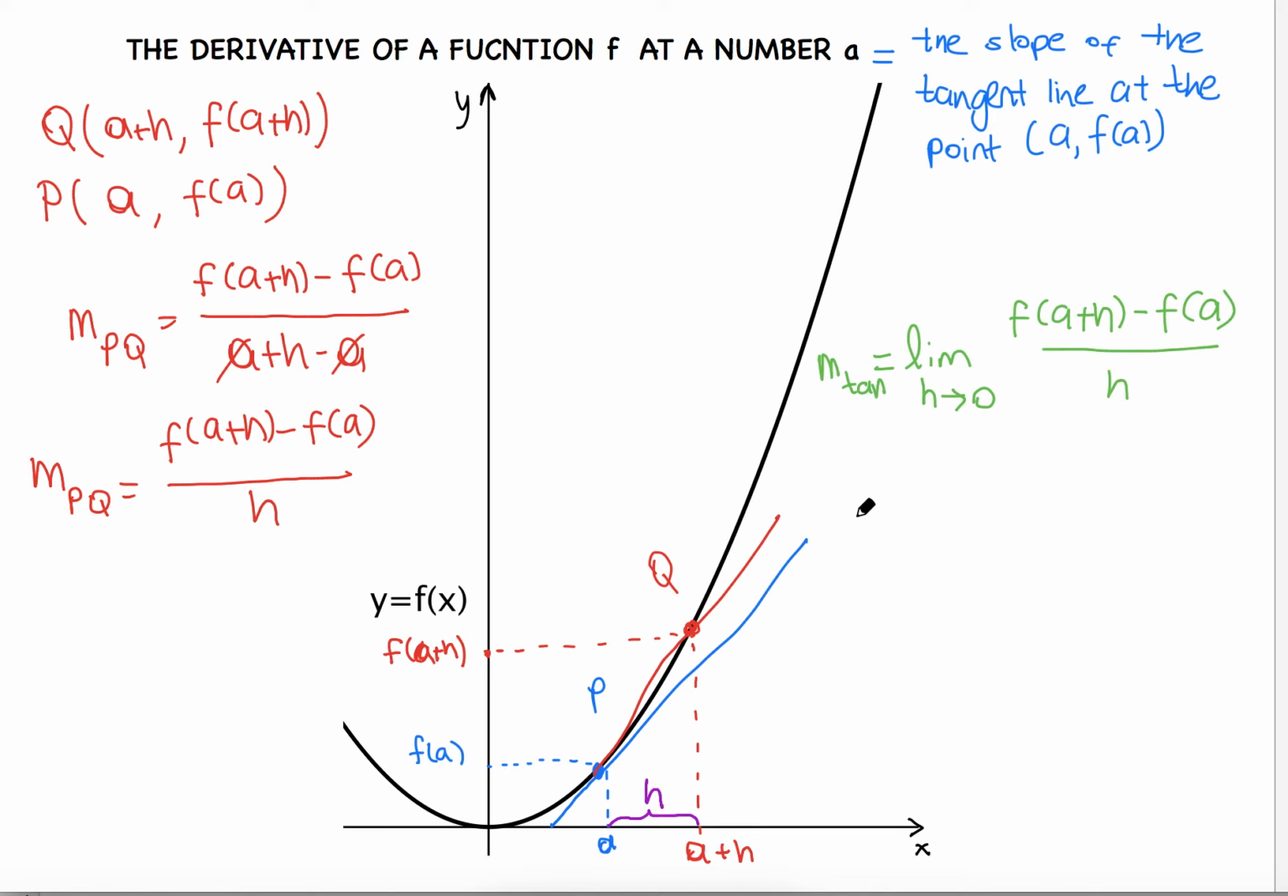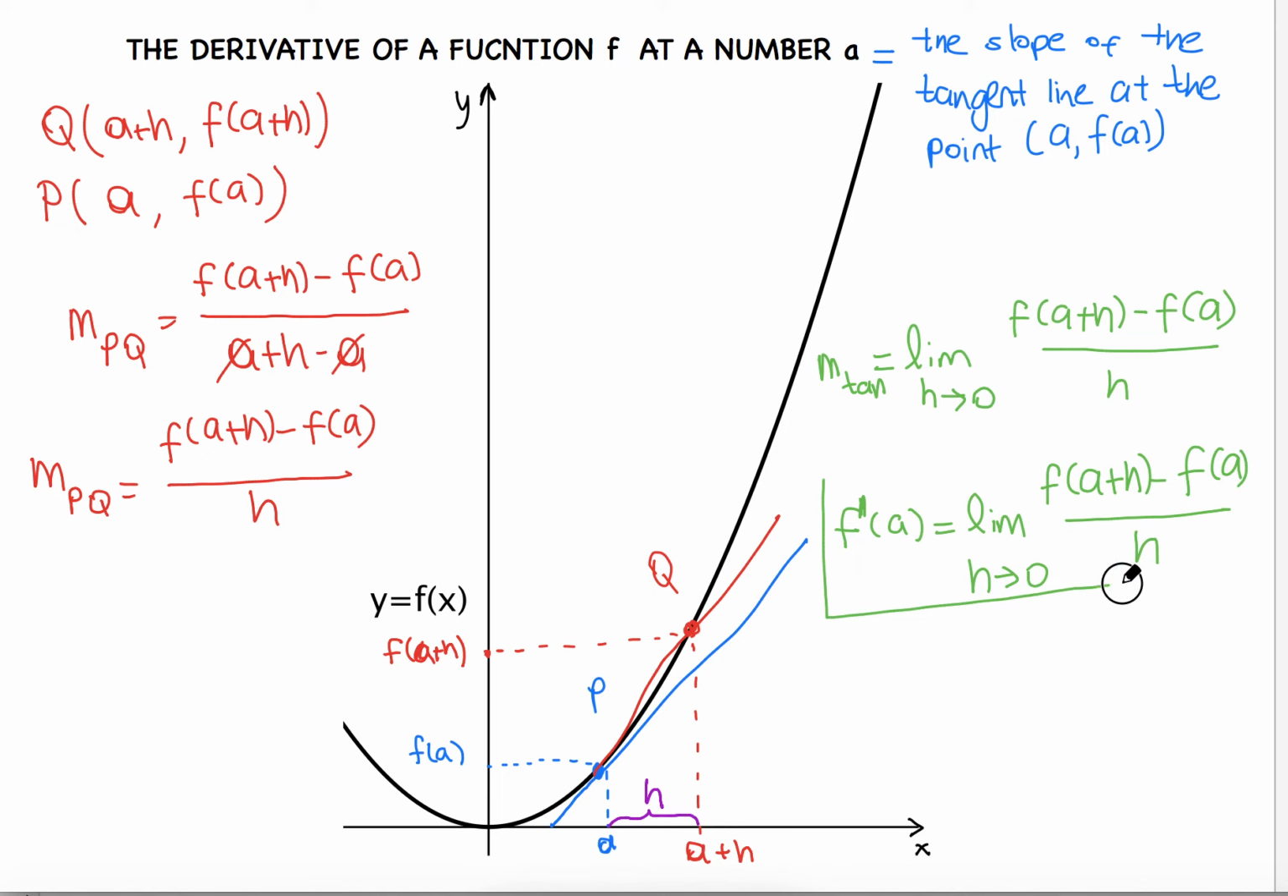So I can write the derivative formula just like before. So f prime of a equals limit as h approaches 0 of f of a plus h minus f of a divided by h. That is our second version of the derivative formula.